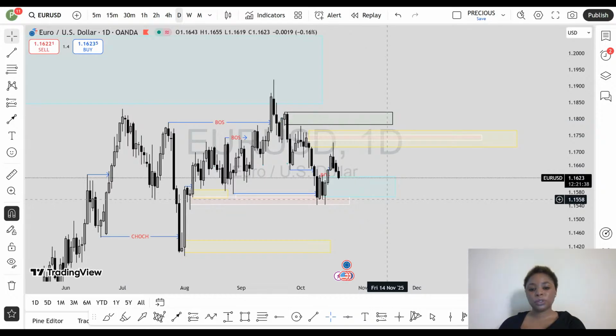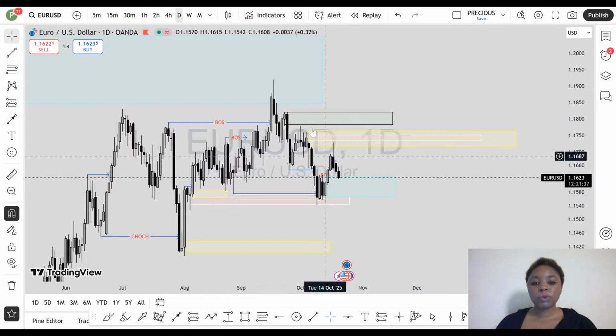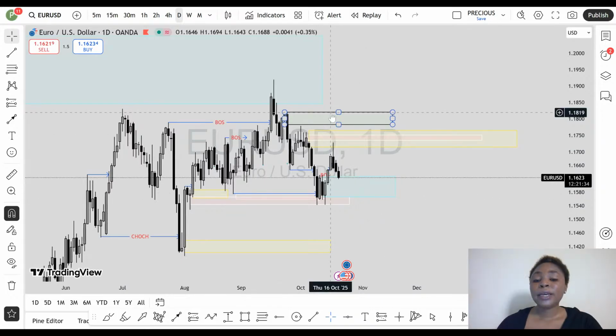Do you guys understand? So when price comes into this level now, I will be expecting a change of character again to the downside.